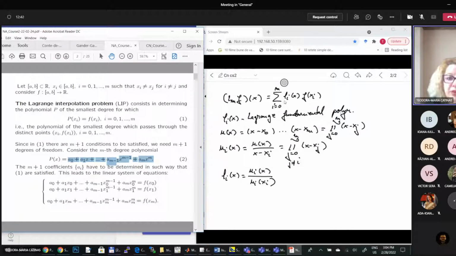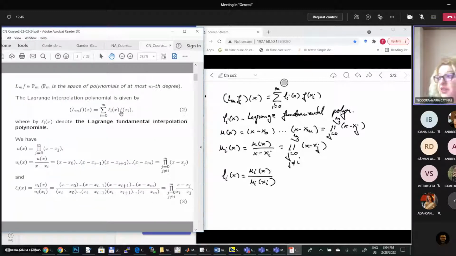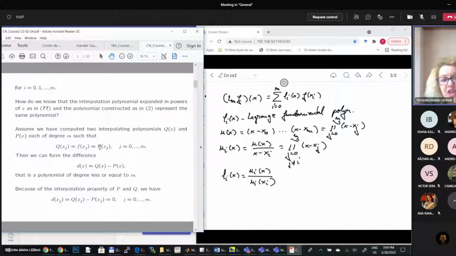And we may prove that the polynomial given using fundamental polynomials can be written as the other polynomial, a0 plus a1x plus so on, am x to the m power. And if that polynomial fulfills the condition that its value at xj is equal to f of xj, it will be the same as L_m f. So we consider two notations, Q and P, for both polynomials. Both should fulfill the interpolation conditions. We have n plus 1 interpolation conditions. Q and P are polynomials of degree m.